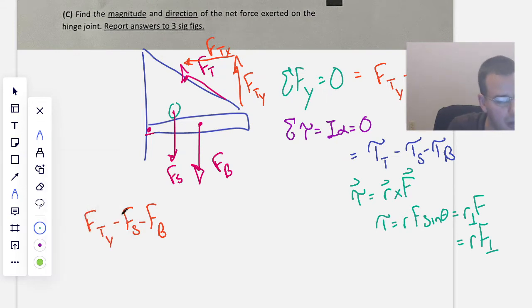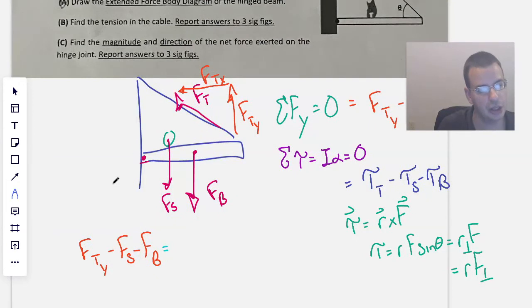So let's do light blue. Force torque in the y direction. We can also break this down in this direction. Breaking the force tension down into up and then over is the same as breaking it down into over and then up. I'm just going to use over and then up because we know what this theta is right here.